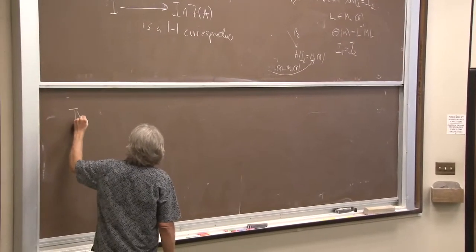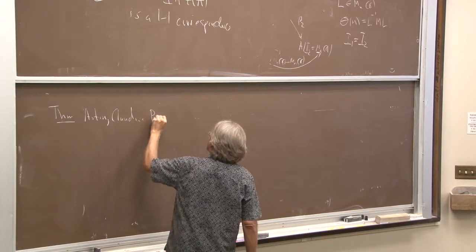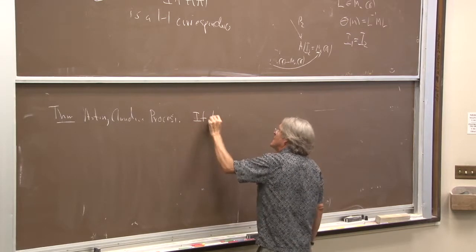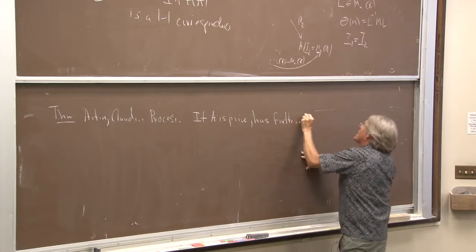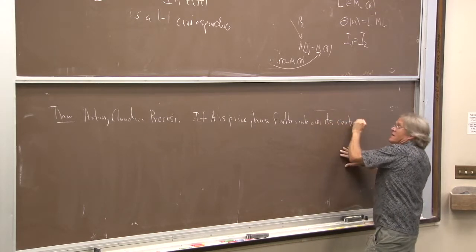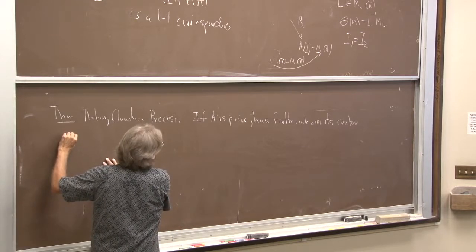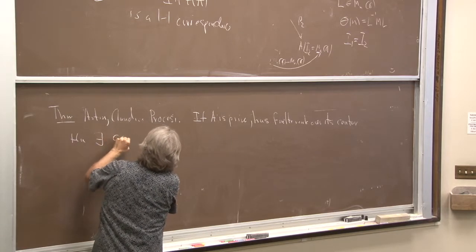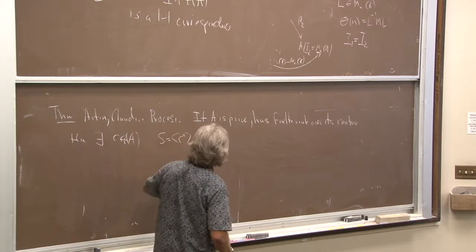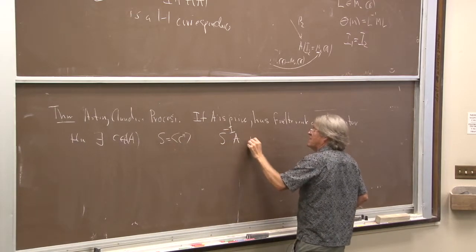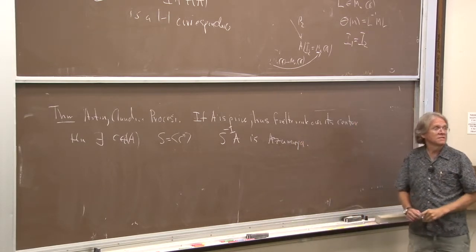But then there's a theorem, and this is of Michael Artin and Claudio Procesi, that says that if A is prime and has finite rank over its center, then there exists C, an element of A, actually in the center of A, so that if you let S be just the powers of C, then S inverse of A is Azumaya. And so you can always localize a reasonable algebra.